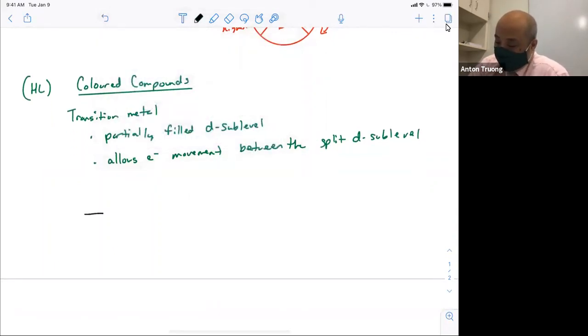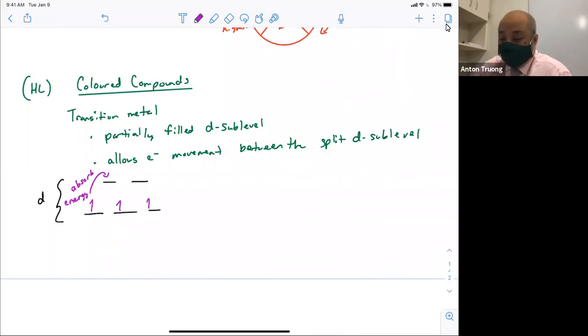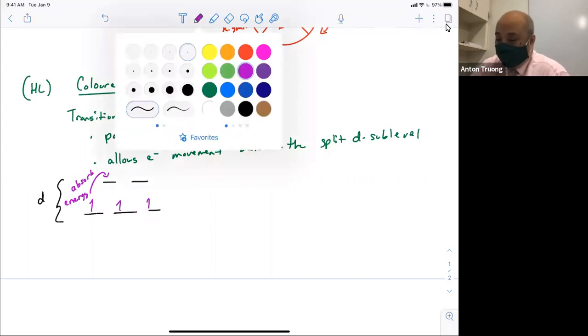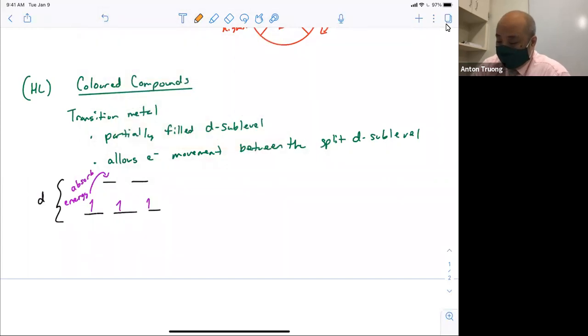And so in that split D sublevel, the electrons jump up by absorbing energy from the light that is being shined on it. And so whatever's left is transmitted. And that's what you see.